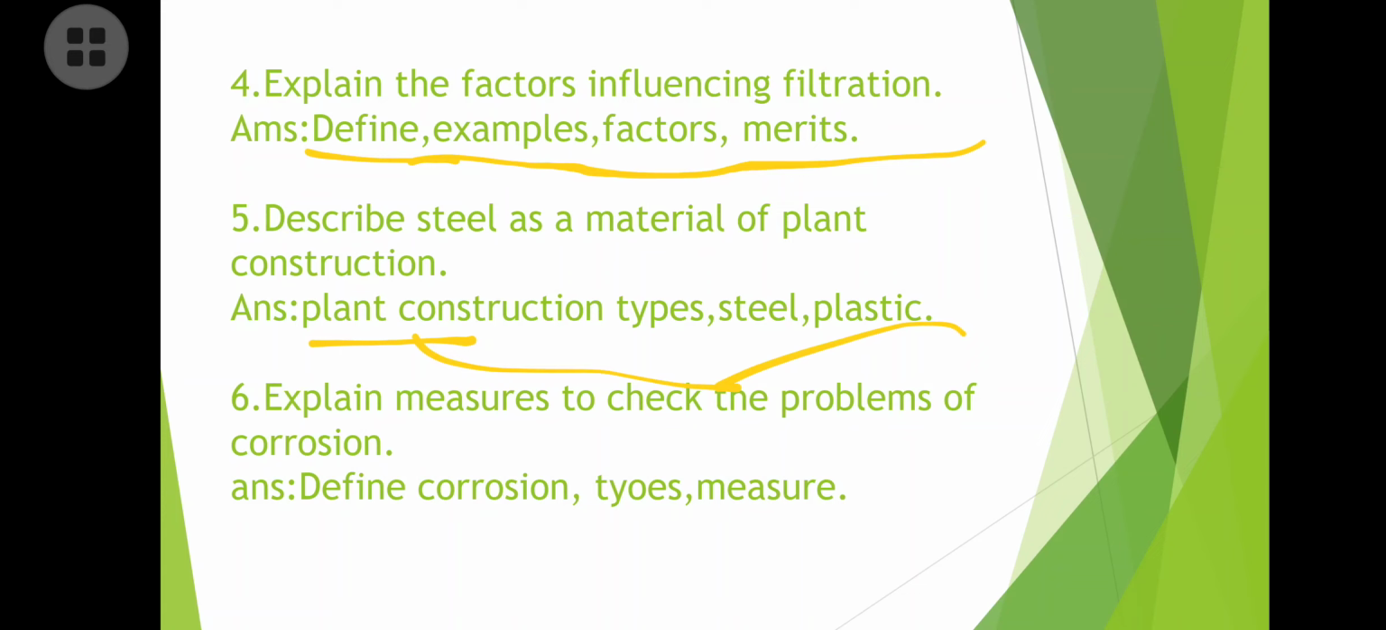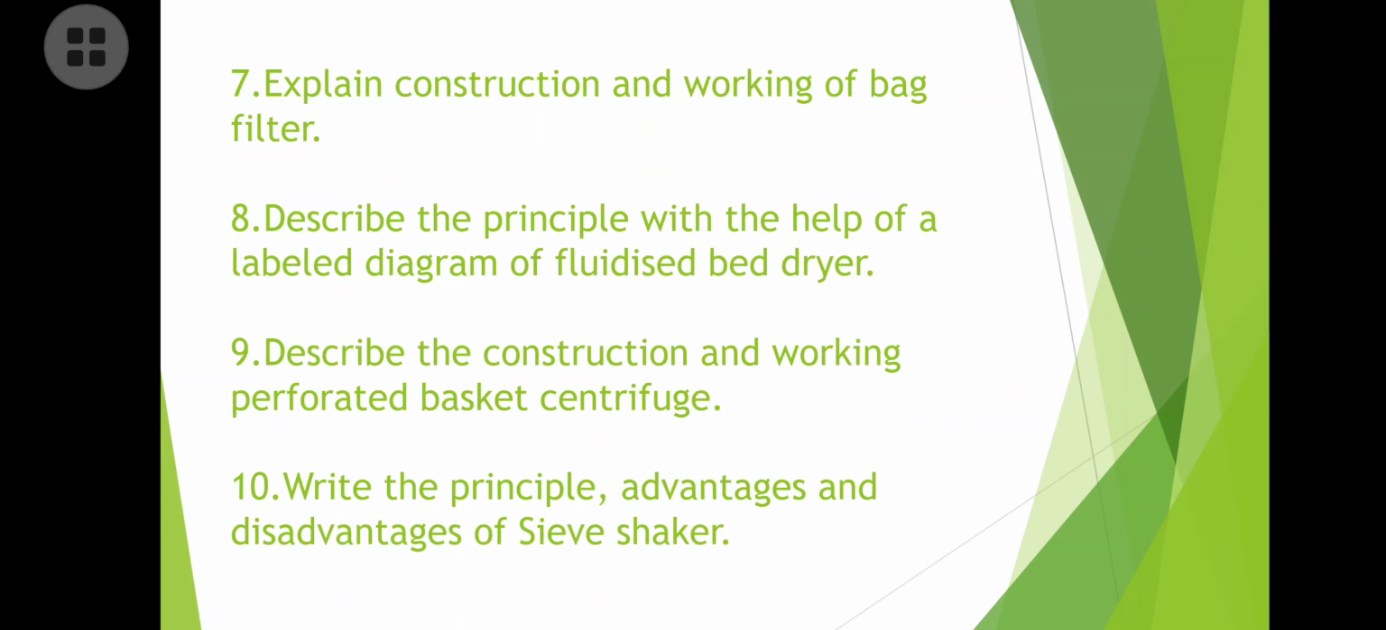This explains measures to check the problems of corrosion. Define corrosion, types, and measures, you have to write. Simple. Then explain construction and working of bag filter. Very important one, bag filter. Same, you have to write principle, construction, working, advantages, disadvantages and all.